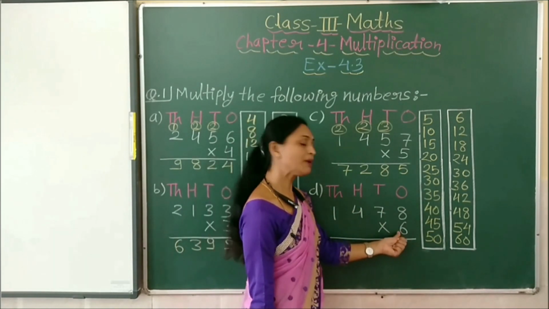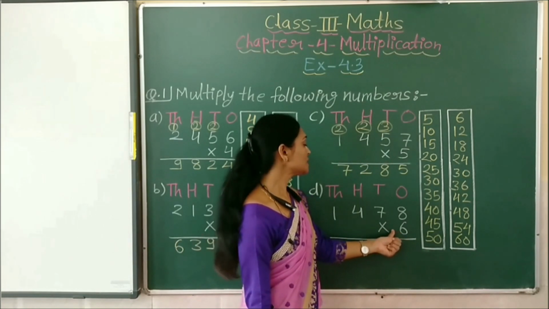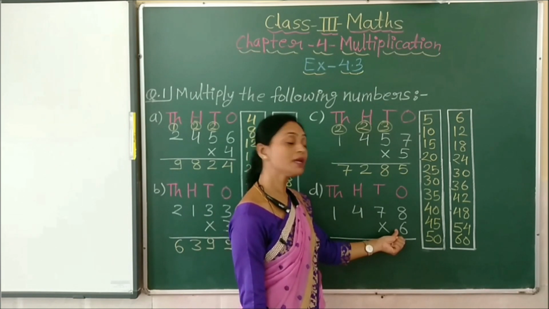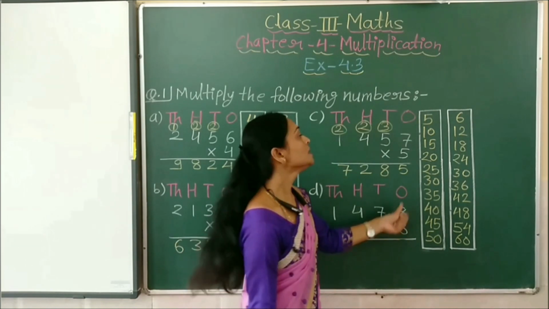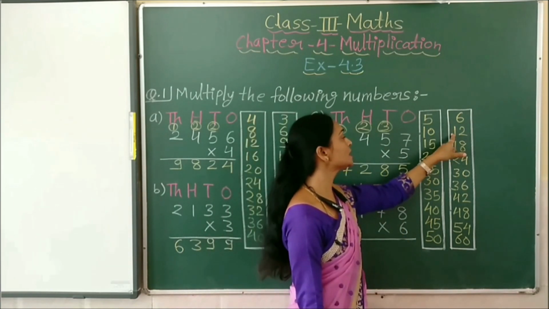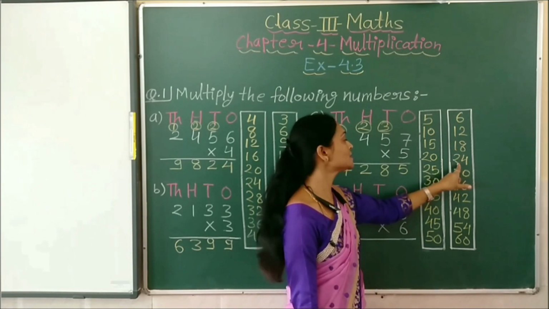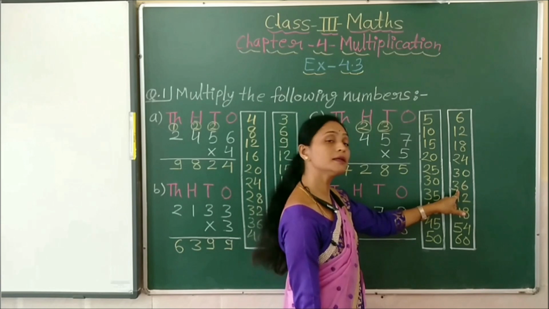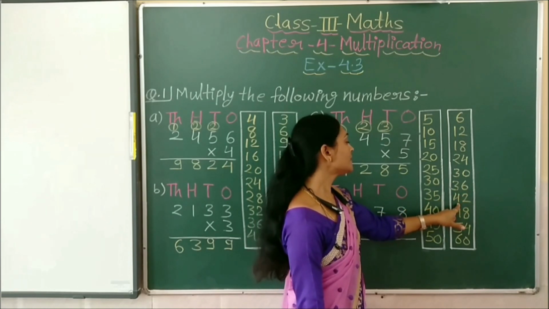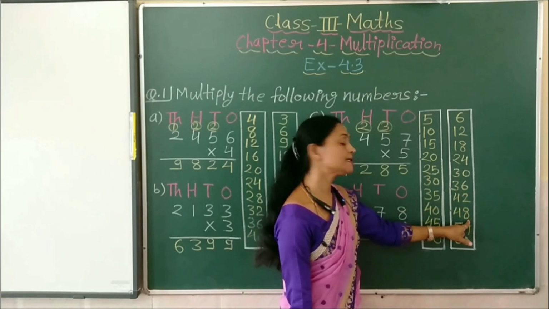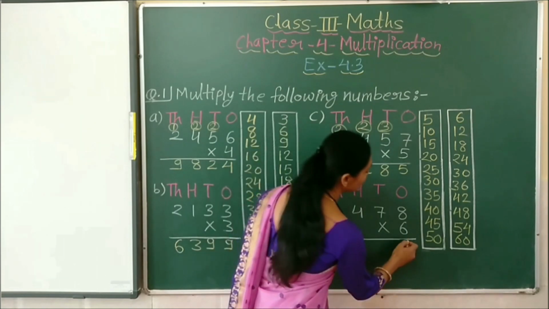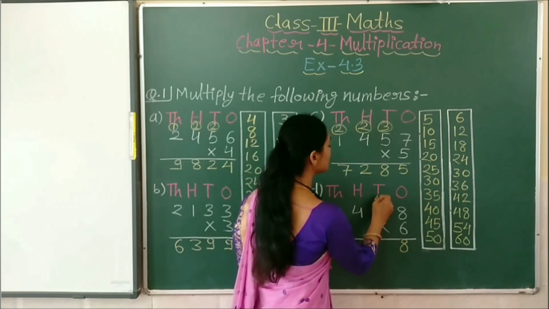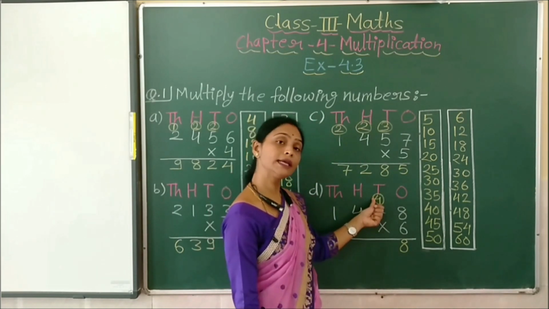See here we have to multiply with 6. So first we will multiply these two numbers. 6 table how many times we have to read? We have to read it 8 times. So 6 ones are 6, 6 twos are 12, 6 threes are 18, 6 fours are 24, 6 fives are 30, 6 sixes are 36, 6 sevens are 42 and 6 eights are 48. So here we have to write this 8 and then we will write this carry over here on tens place.